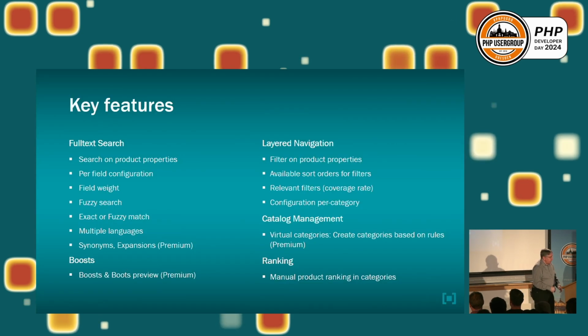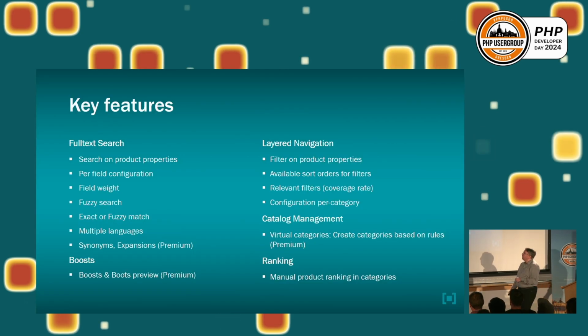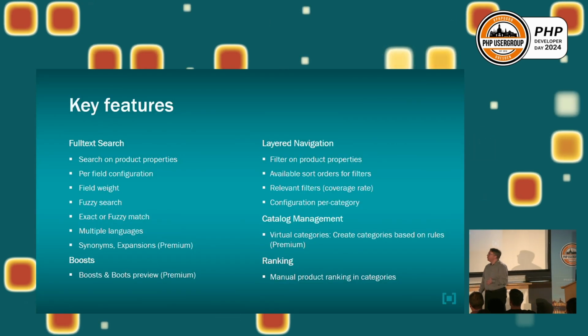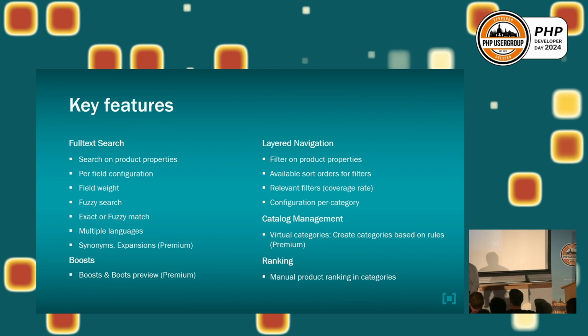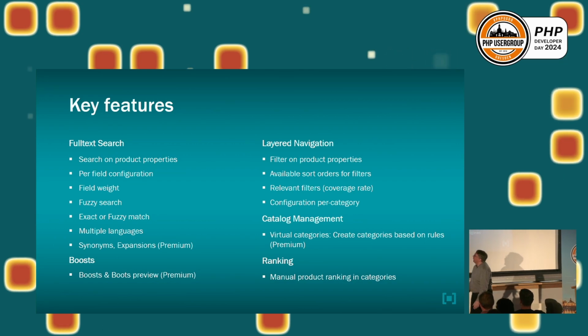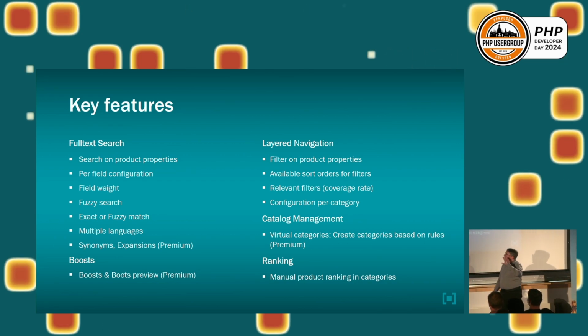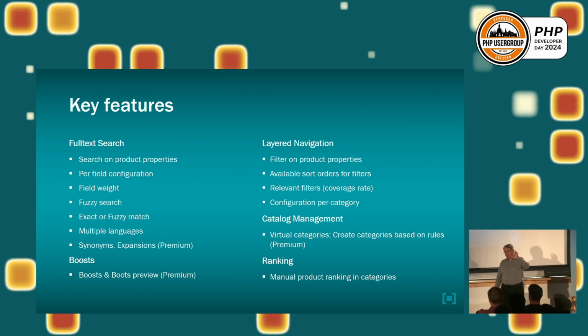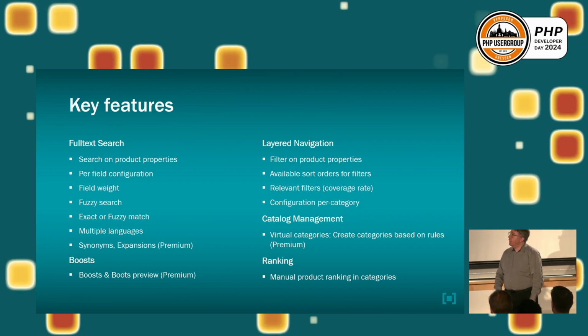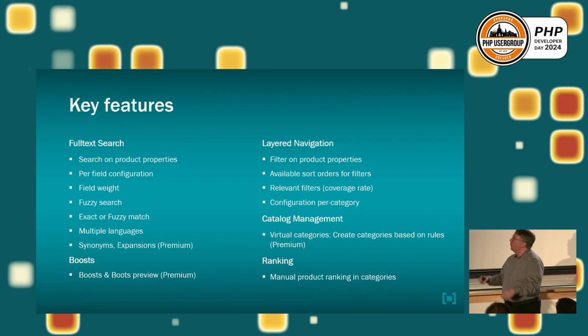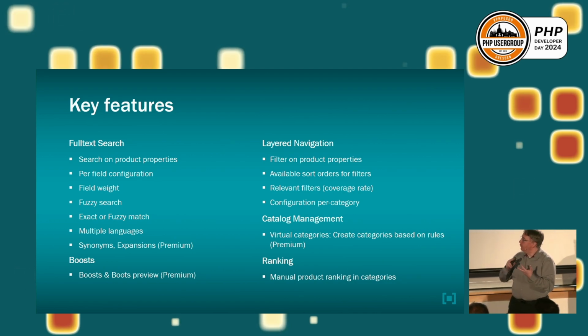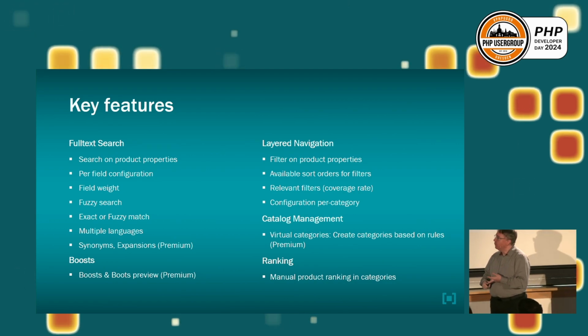What are the key features? Well, I guess on the very left, this is self-explanatory, full text search, right? I want to search what I added. I can configure everything based on the different attributes of my entities that I put in. Configure the field weight, if it should use fuzzy search algorithms or not.